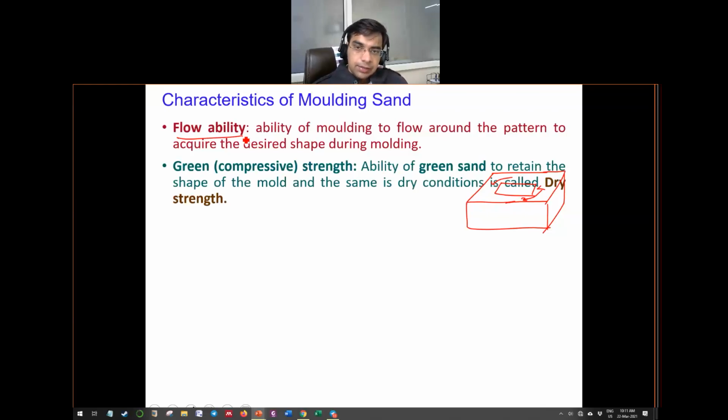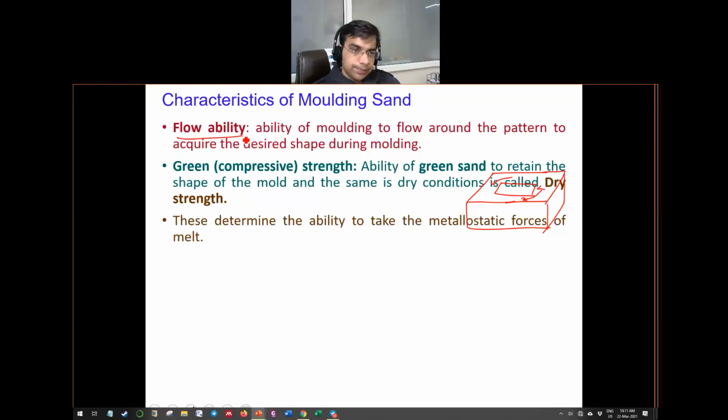Next is the green strength. Green strength is the ability of the sand to retain the shape, same as in the dry condition. I already mentioned what green strength is. Green strength is when the sand is holding some moisture. At that time, it should be able to hold the shape of the mold. This is also determined to take the metallostatic forces. Metallostatic forces are the forces which are developed due to shrinkage upon solidification, shrinkage in the molten metal.